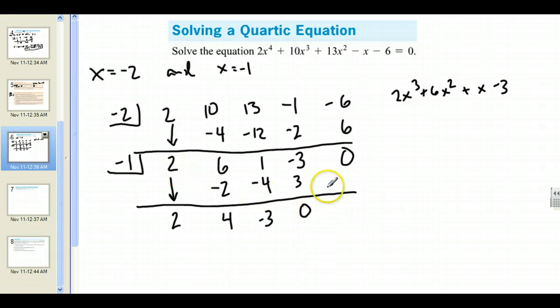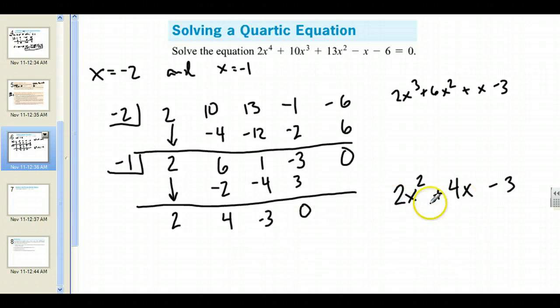Now I don't have to do it again. -1 times 0 is 0. Again, this is the remainder. This latest line actually ends at this -3, so we don't worry about doing the next step. So this was our last line here. That means this was the cube, 2x cubed, 6x squared, so this is the quadratic. This 2 corresponds to a 2x squared plus 4x and a -3.